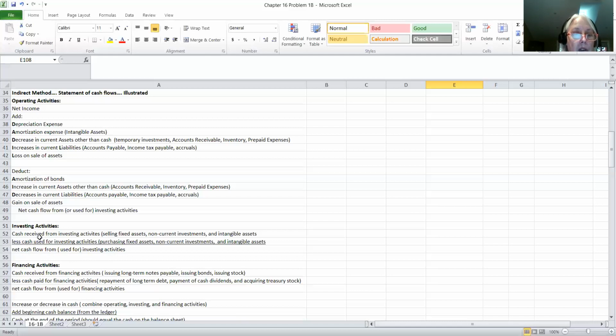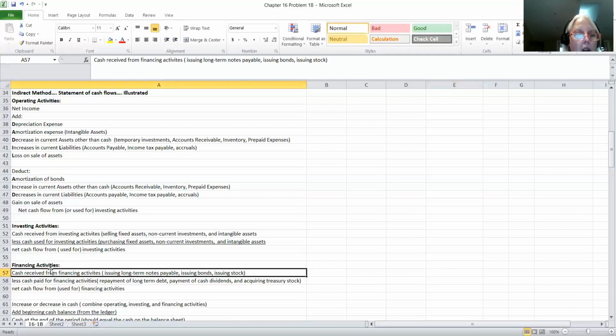But if the cash that you received is less than what you paid out, then you will determine the net amount of the cash flows as being used for investing activities. So you're just taking the difference between the cash that you brought in versus the cash that you paid out for investing activities. That will leave you with the net amount that will be reported on the statement of cash flows.